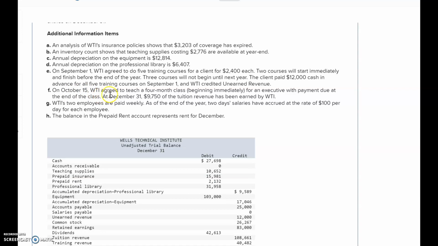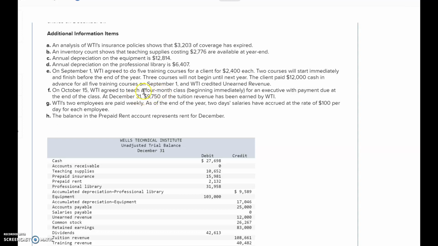This next one, October 15th, they agreed to teach a class. Payment is due at the end of the class. So they haven't gotten the cash. We're going to get the cash next year. So it's a 4-month class, October, so it'll go to November, December, January, February. The end of the 4 months is going to be next year. That's when they have to pay.